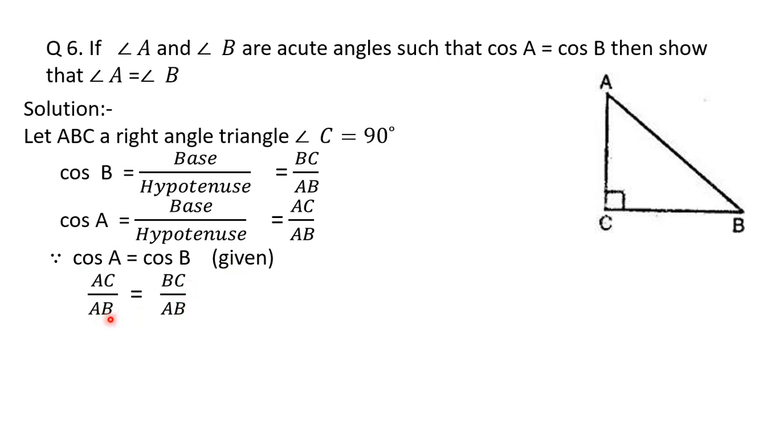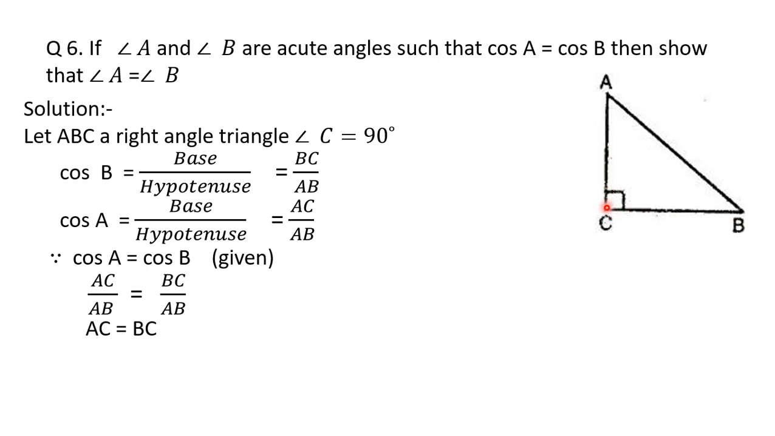Now in the denominator there is AB common, so it will cancel out. So we get AC is equal to BC, as the quantity in the denominator is the same. Now here AC and BC, these two sides of the triangle, are equal.